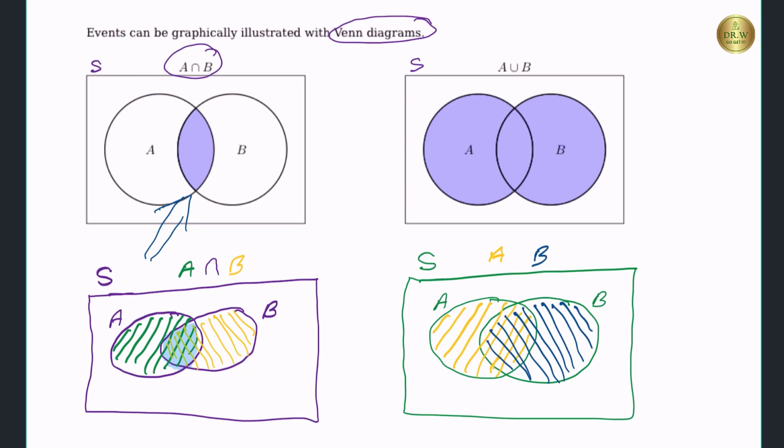Now check the notation. What is the notation we have here? Union. Okay, if you have the union notation, then we use all the shaded region. It doesn't matter whether one color or both colors. So we use the shaded region. So that is A union B.